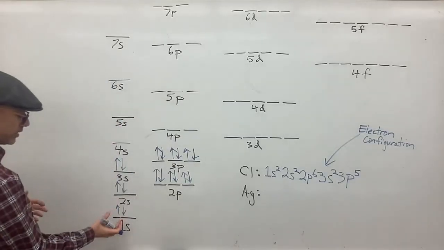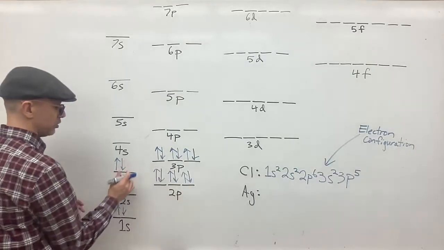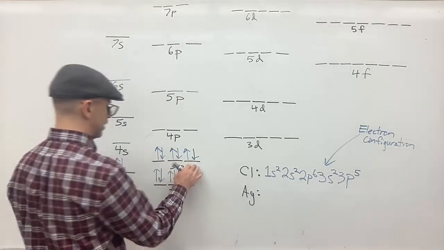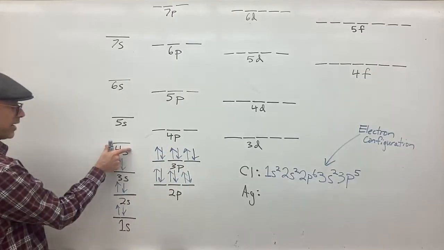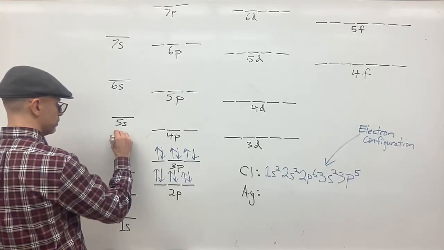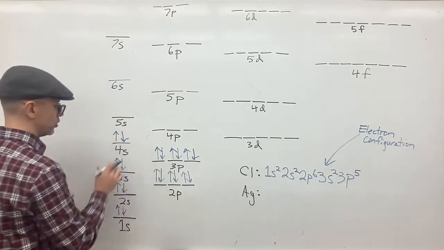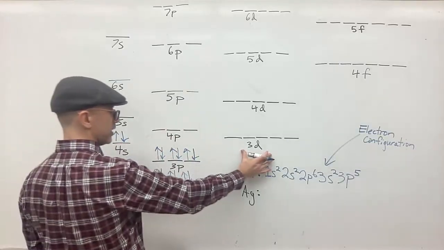All right, so I start from the bottom up and I continue. So here I have 18, 3p, and then after the 3p, the next is 4s. So this is 18, spin up, spin down, that's 20. And then I go to 3d is next.